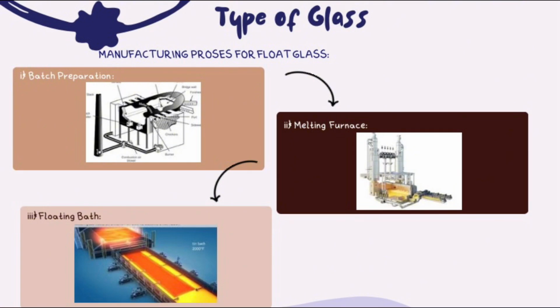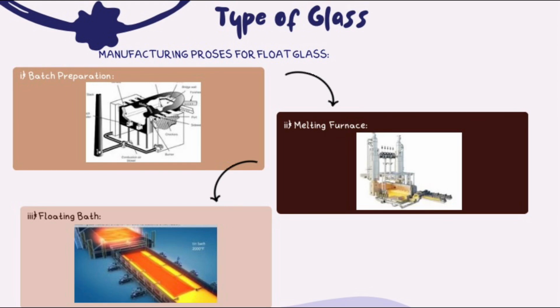Manufacturing process of float glass. Float glass is a type of flat and clear glass made using the float process, where molten glass is floated on a bed of molten tin. This method gives the glass a smooth, flat, and uniform surface. Here are the main steps in the manufacturing process.